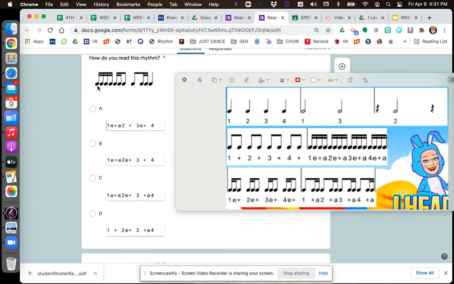Here's the next question. 4 16th notes, easy peasy lemon squeezy. You should know that by now. 2 16th notes followed by an eighth note. Look down here. Is it one of these or one of these? Eighth note followed by 2 16th notes. One of these, one of these. Quarter note. Pause the video if you need more time to think.